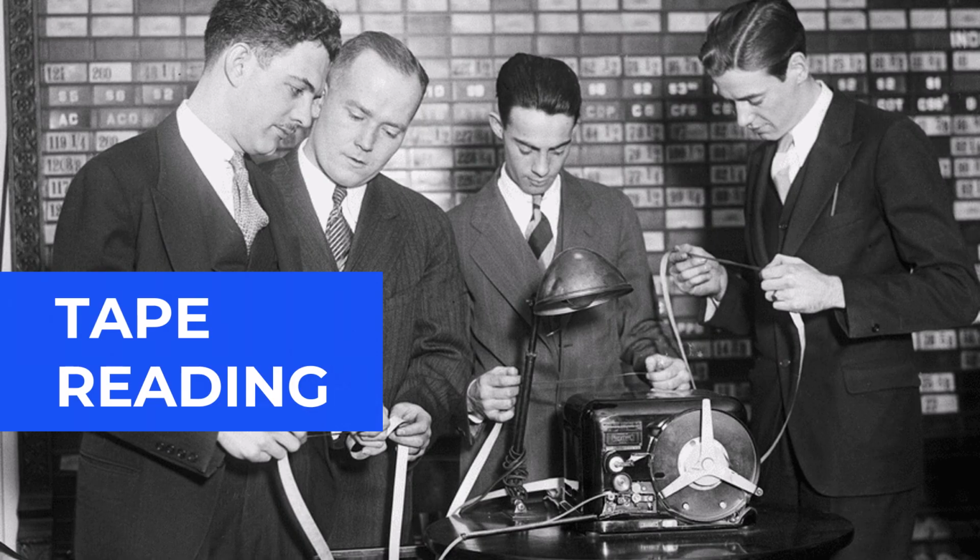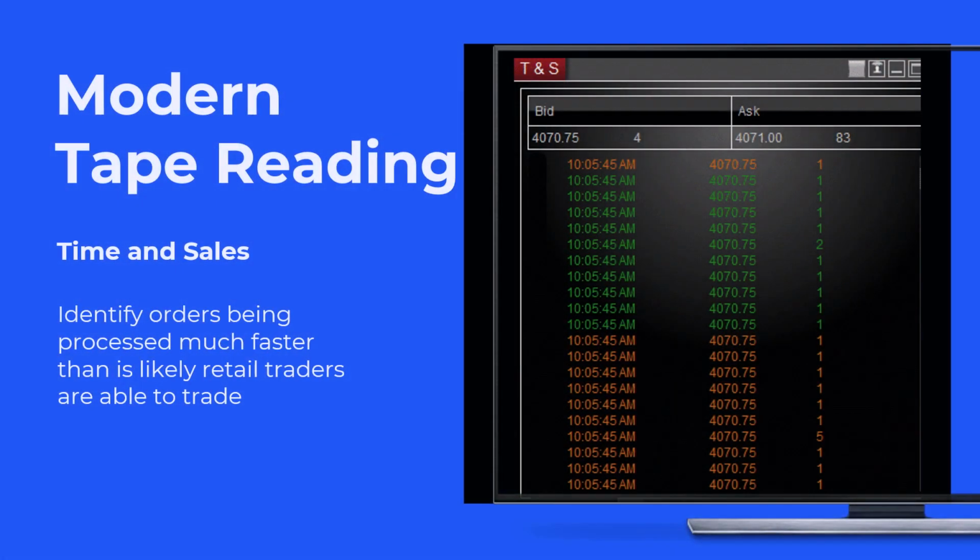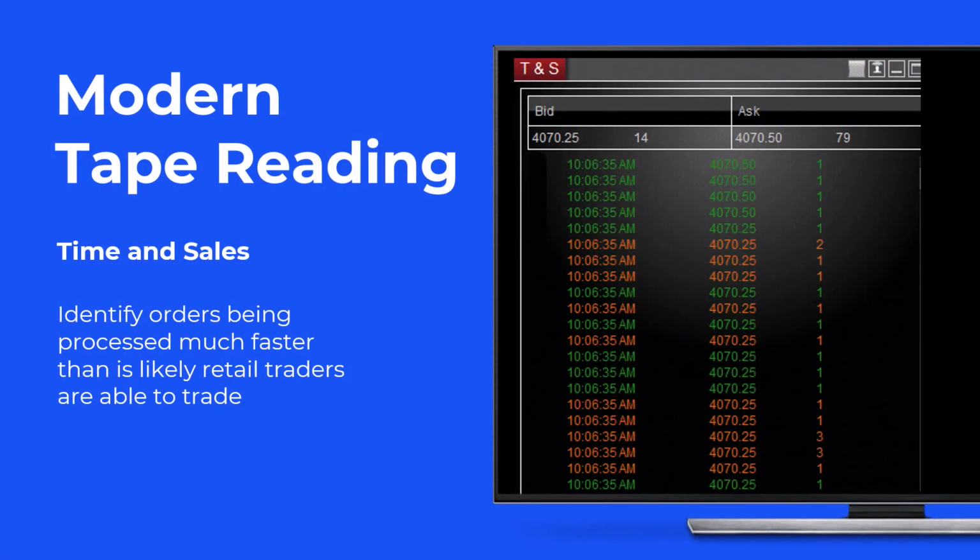All right? Now, tape reading. Historically, I think most everybody knows about tape reading. And we do a lot of tape reading, and that's our speed tick indicator. So rather than try to focus on a time and sales window and try to anticipate that something is about to happen based on what's going on in it, we instead created an indicator.